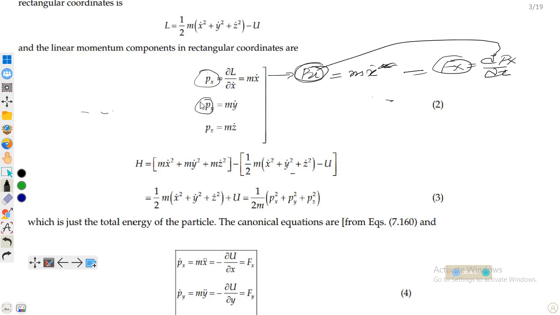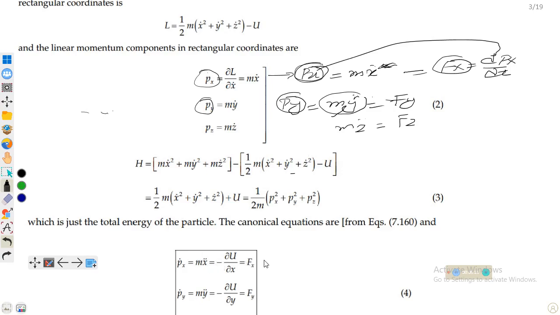Similarly, when we take the derivative on both sides, it will become py dot, which will be equal to m y double dot. Okay, so this is fy. So fy is equal to m y double dot, and similarly fz will be equal to m z double dot.